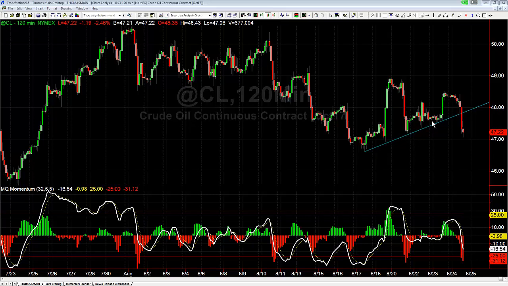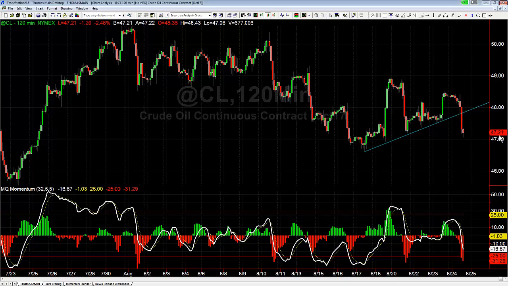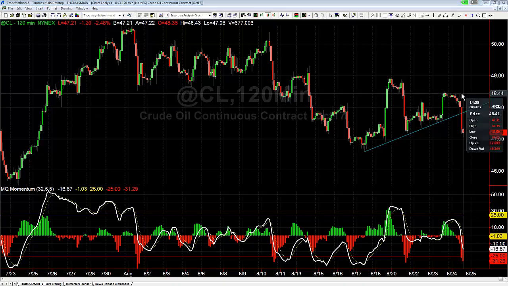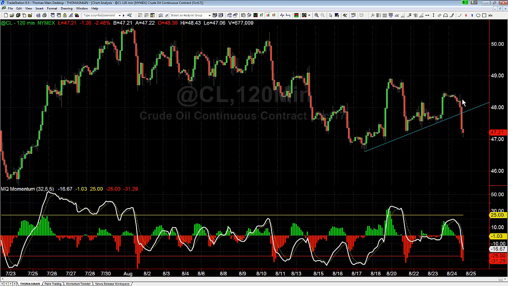And the reason this is important, we had a really nice break and run in crude today. We broke the trend line at 47.80. And it just took off. Right now you're at 47.20. The high of the day was all the way up at 48.5, basically.